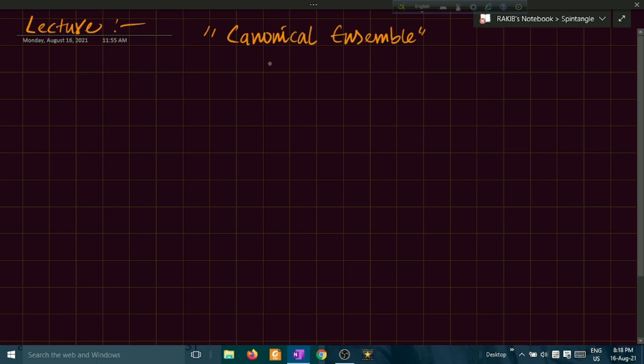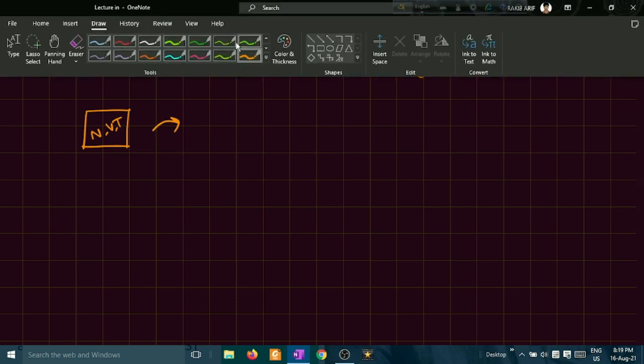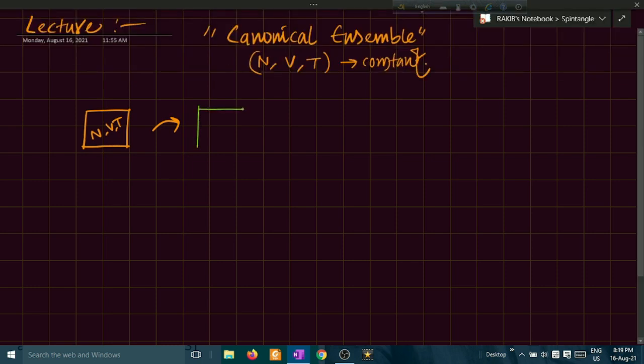A canonical ensemble is one in which the number of particles, volume and temperature remain constant. This is the general symbol of a microstate in canonical ensemble, a microstate in NVT. It is defined by these parameters: this is the number of particles, this is volume, and this is temperature. In ensemble statistics, we take mental copies of this. This is our original system, and these are the mental copies in NVT.